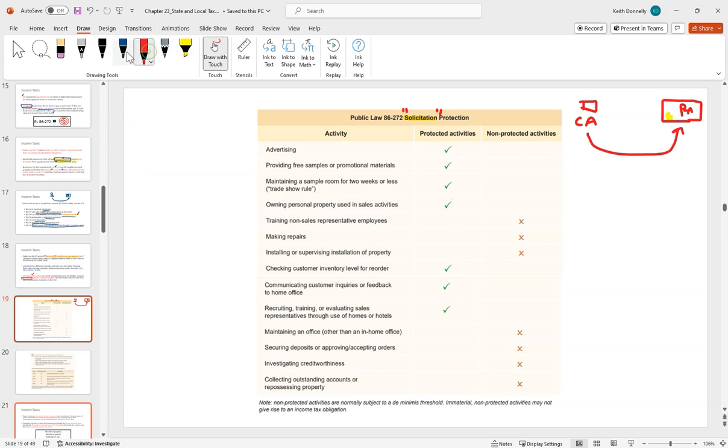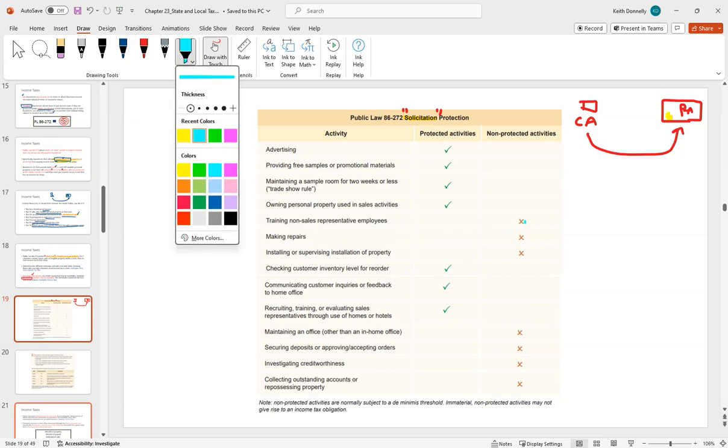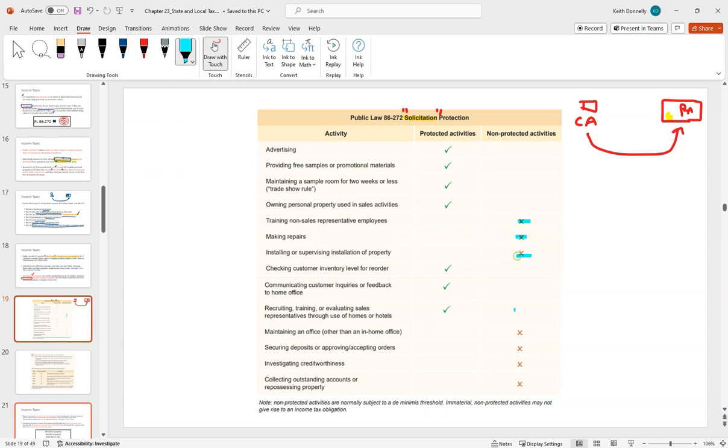These little green check marks. However, if they do these guys, any of these, it's not protected. That will give rise to income tax nexus.